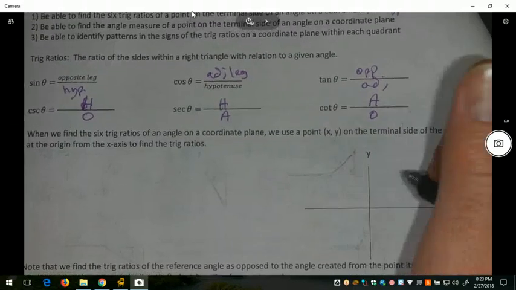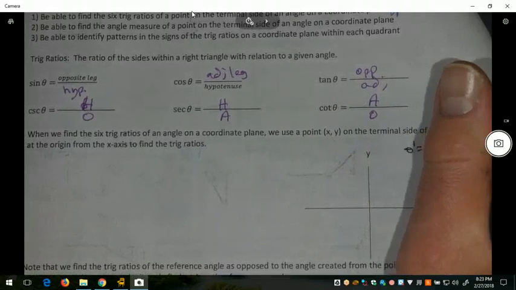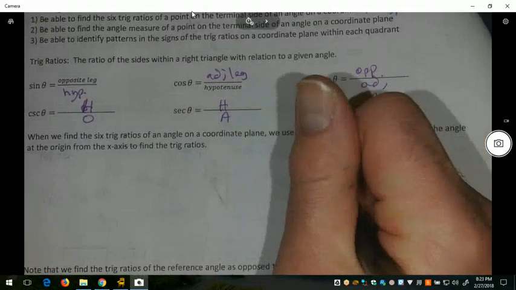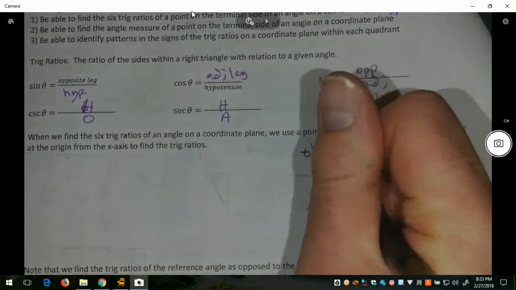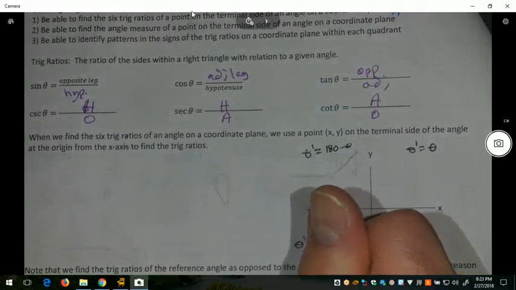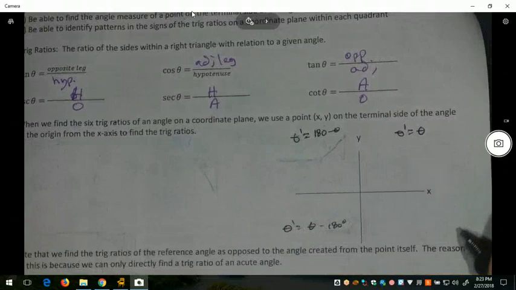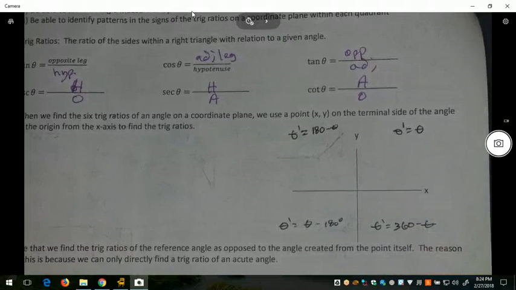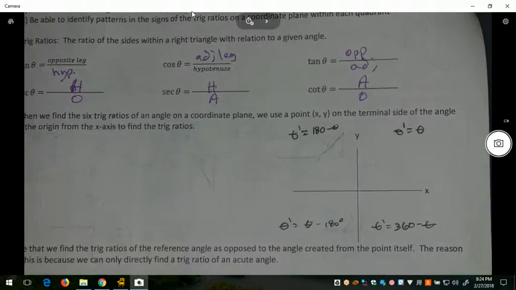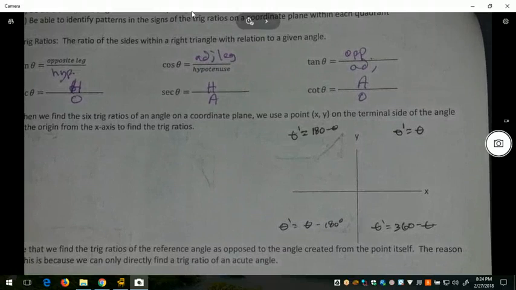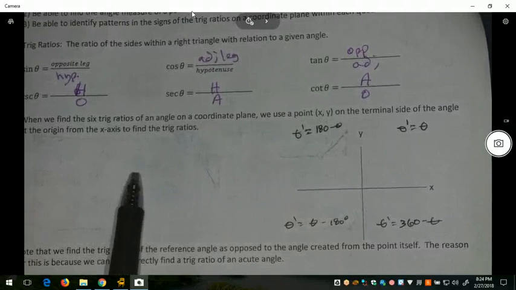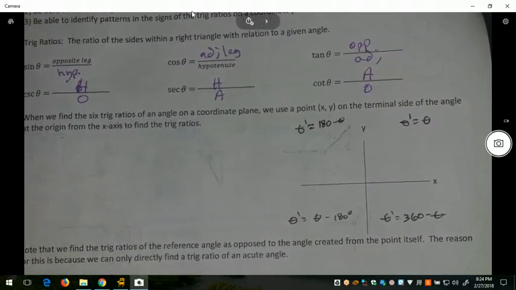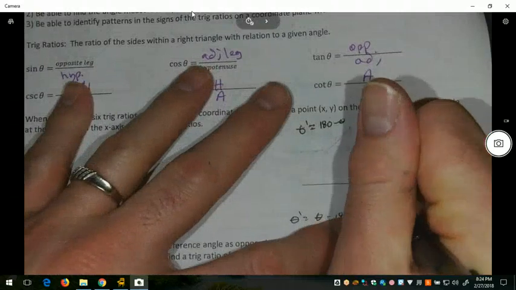So for example, in quadrant 1, it's very easy because remember theta prime is theta. And in quadrant 2, remember that theta prime is 180 minus theta, and in quadrant 3 theta prime is theta minus 180, and in quadrant 4 theta prime was 360 minus theta. Knowing those facts helped us to find reference angles. Well, now we're going to have to use those facts in reverse, because when we find the angle using the trigonometry we did in lesson 8.3, let me give you an example here.